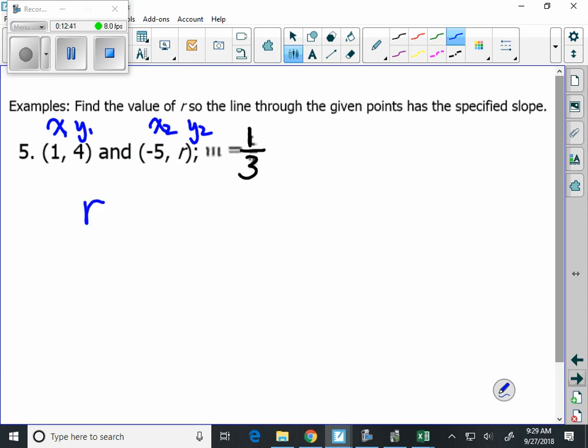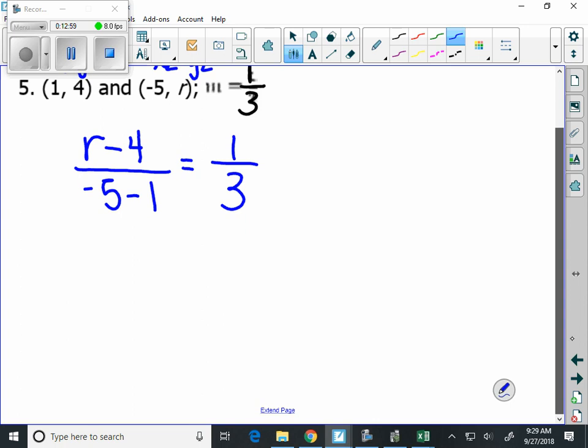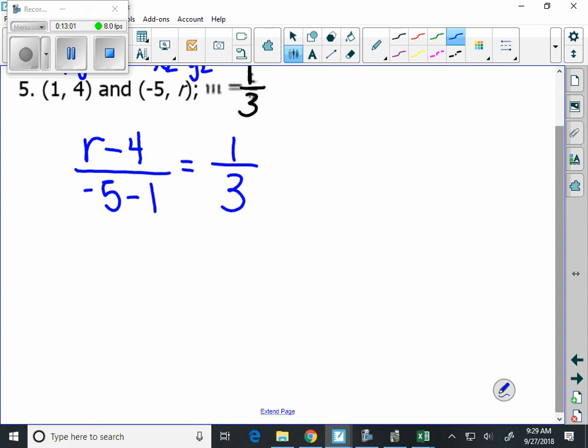Well, it's r minus 4 divided by negative 5 minus 1 equals our slope. But this time, instead of writing m, we're going to write down what it equals, which is the 1/3. And we can simplify this a little bit. So this becomes r minus 4 over negative 6 equals 1/3.